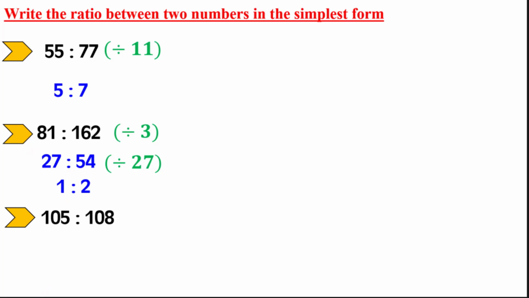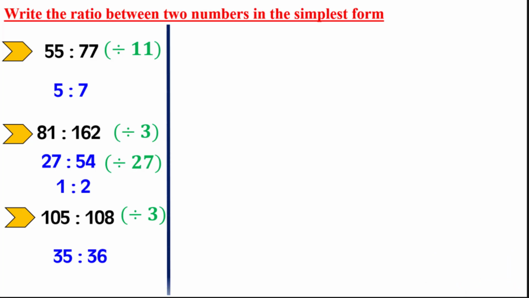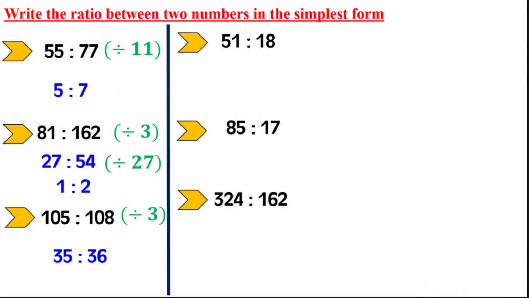105 to 108, the two numbers are divisible by 3. It will be 35 to 36. In the same way, 51 to 18 are divisible by 3. It will be 17 to 6 in the simplest form.